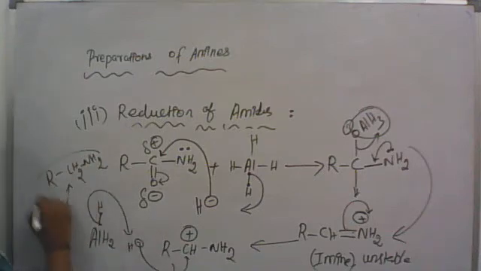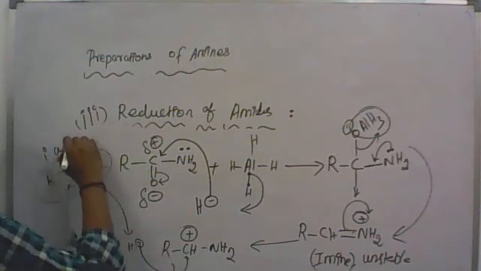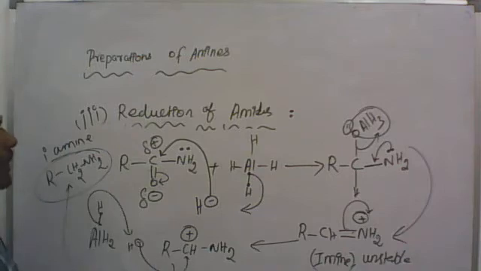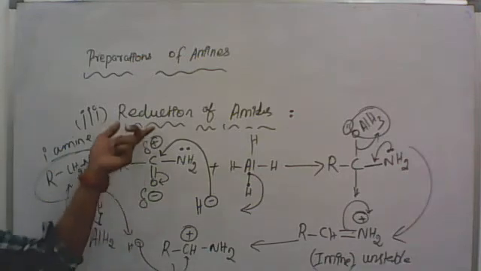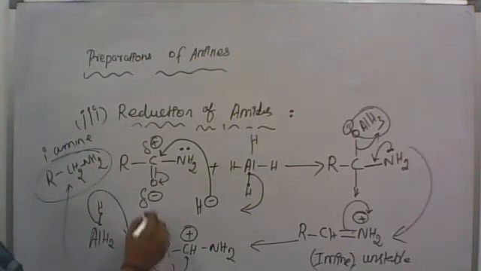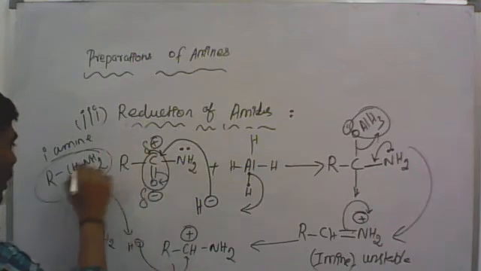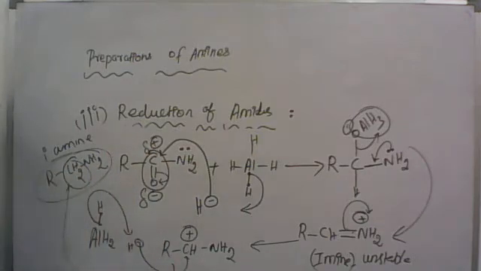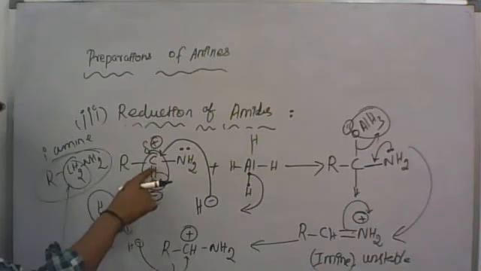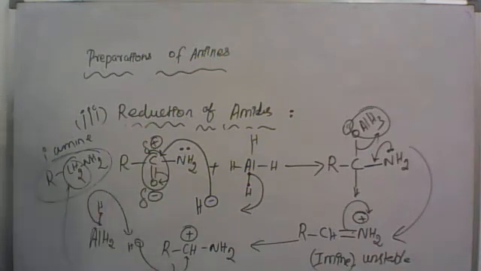This is called a primary amine. From this method, we can synthesize primary amines. See here, initially the carbon double bond O group is there, and now it's CH2. The carbon double bond O is reduced here, so this process is called reduction of amides.